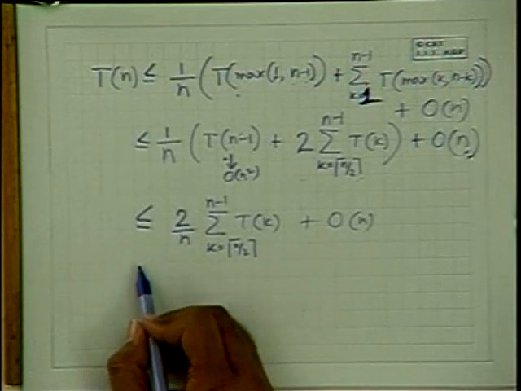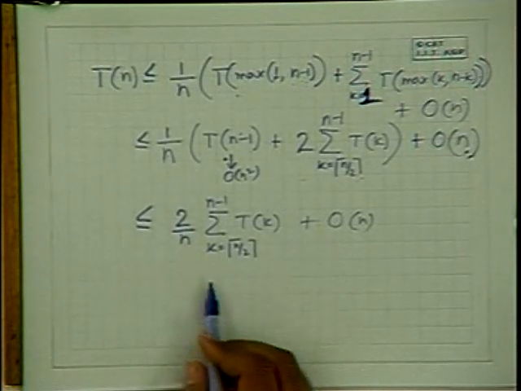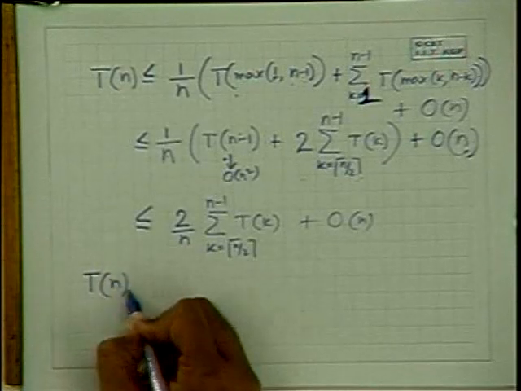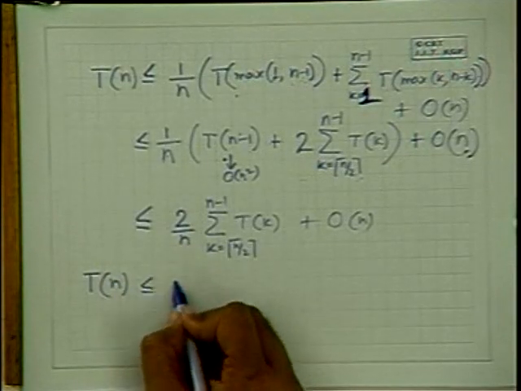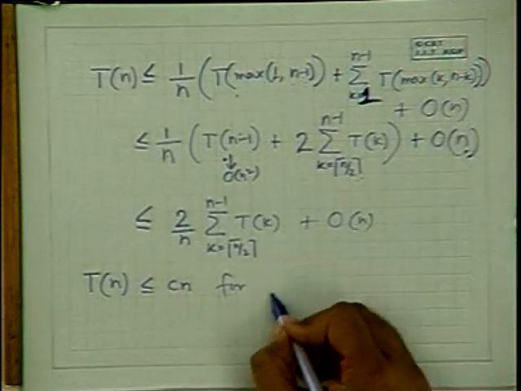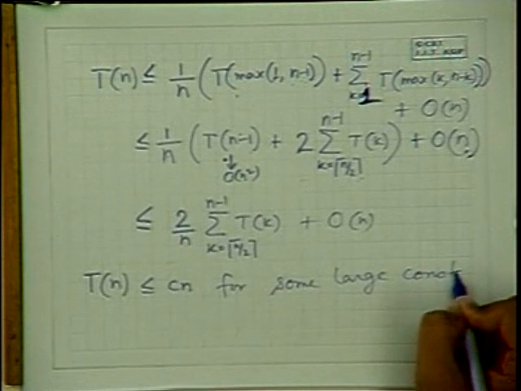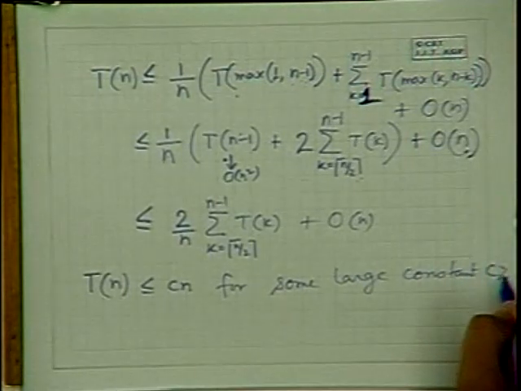Now comes the same trick as we did for quick sort. So how to prove this? I want to prove it to be order n. I know it is going to be order n. So we can use induction. So let's see. We will assume Tn is less than or equal to C times n for some large constant C greater than 0.